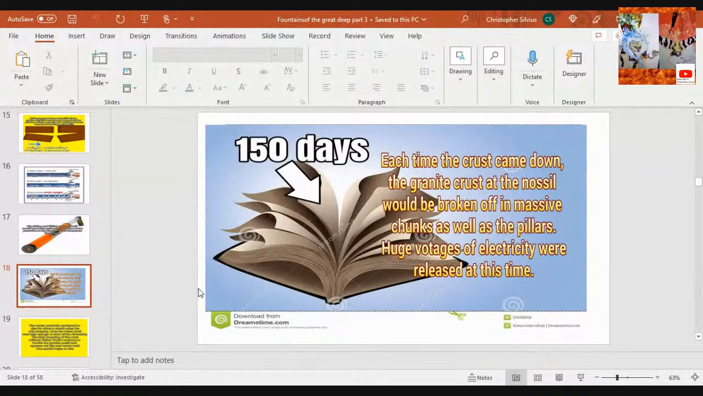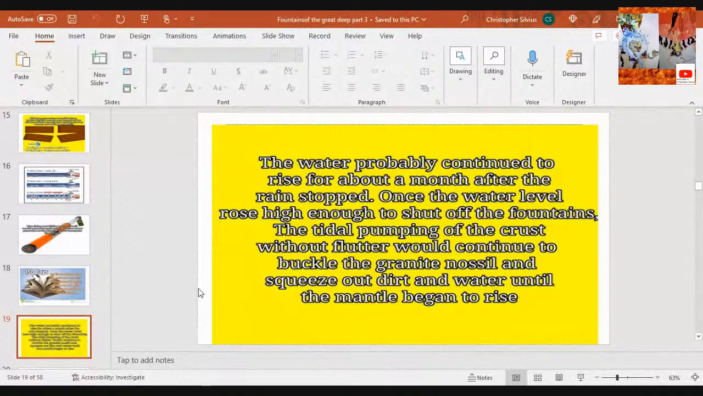Each time the crust came down, the granite crust at the nozzle would be broken off in massive chunks, as well as the pillars, and huge voltages of electricity were released at that time, producing today's radioactive elements. You can go back to part 1 if you want more on that. The water probably continued to rise for about a month after the rain stopped. Once the water level rose high enough to shut off the fountains, the tidal pumping of the crust without flutter would continue to buckle the granite nozzle and squeeze out dirt and water until the mantle began to rise.